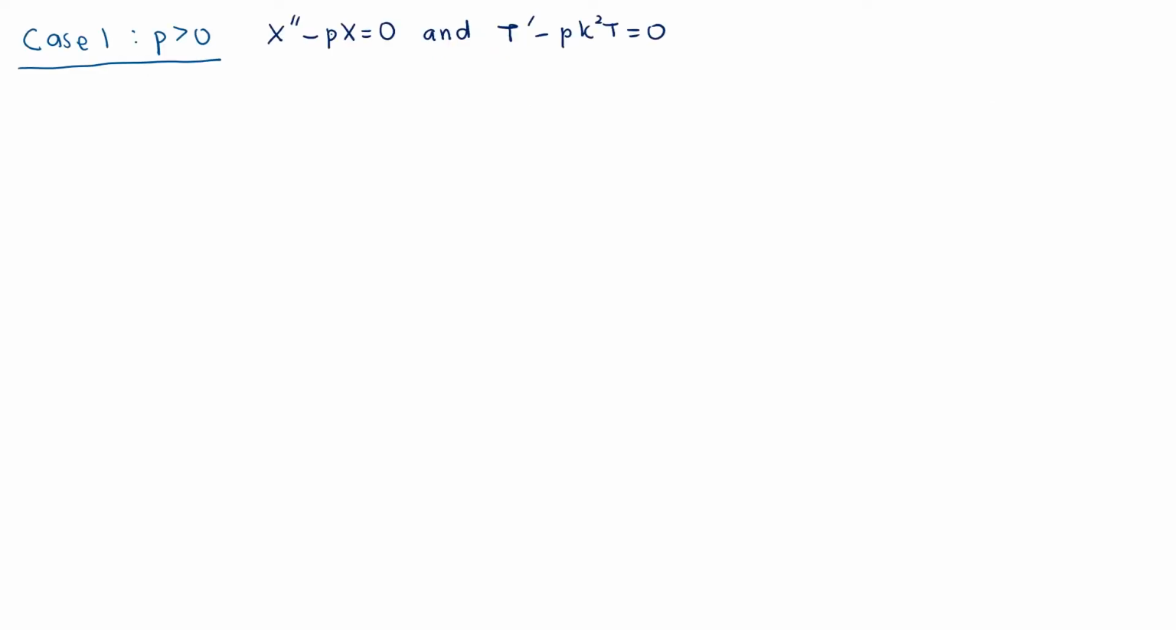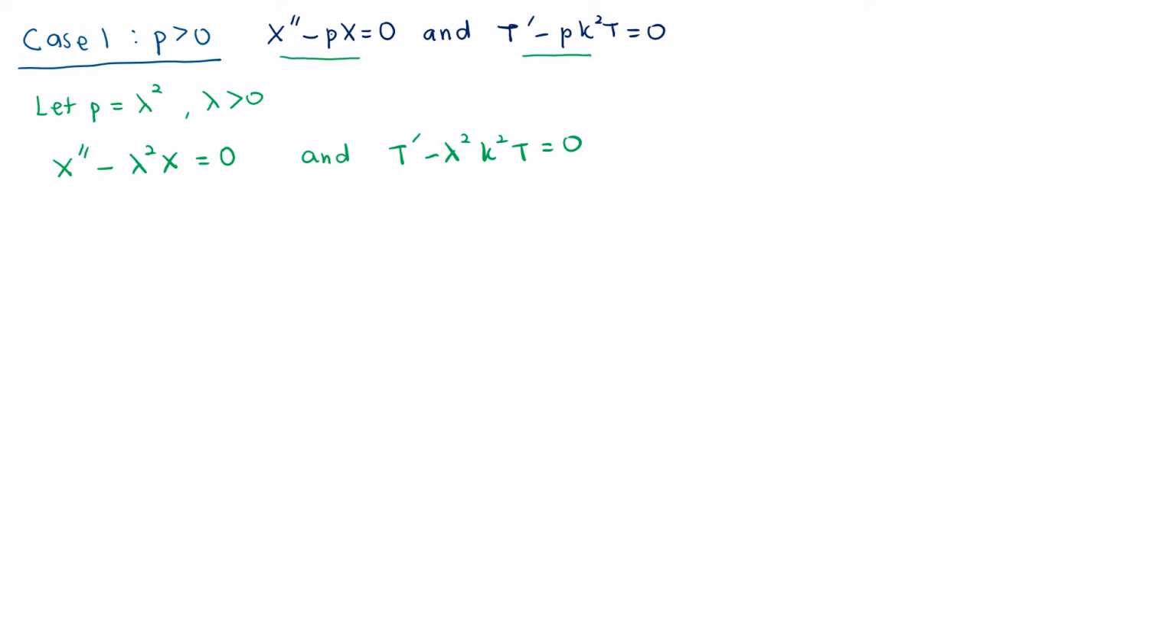Now we are going to solve the first case, when p is greater than 0. First, we let p equal lambda squared. Since p is greater than 0, lambda is also greater than 0. Now we substitute the value of p, lambda squared, into the equations. Then we get X double prime minus lambda squared X equals 0, and the second equation will be T prime minus lambda squared k squared T equals 0.